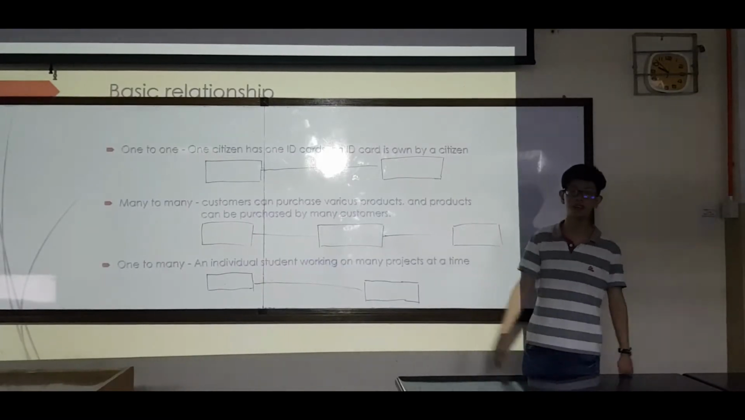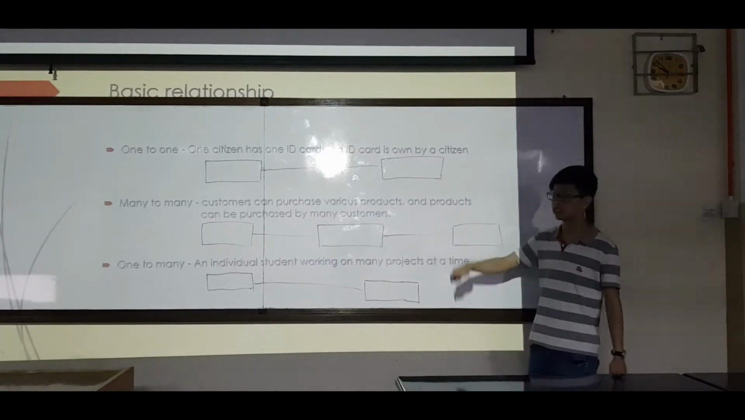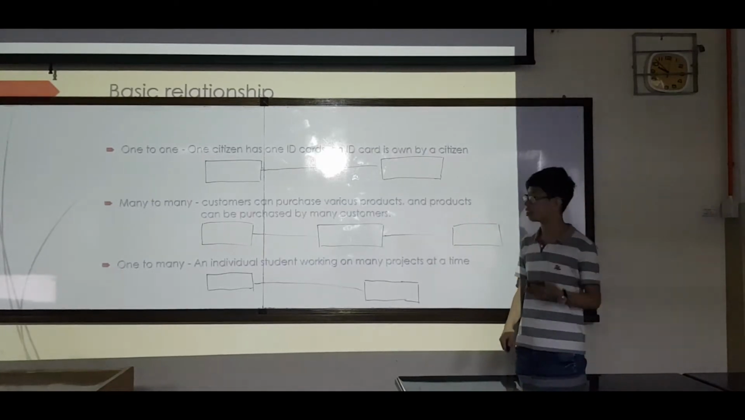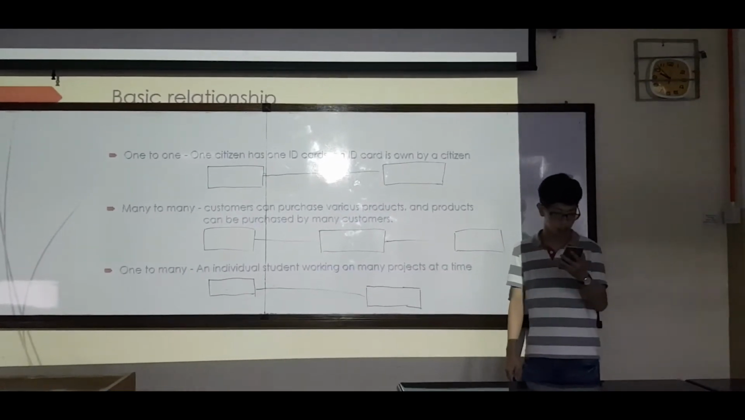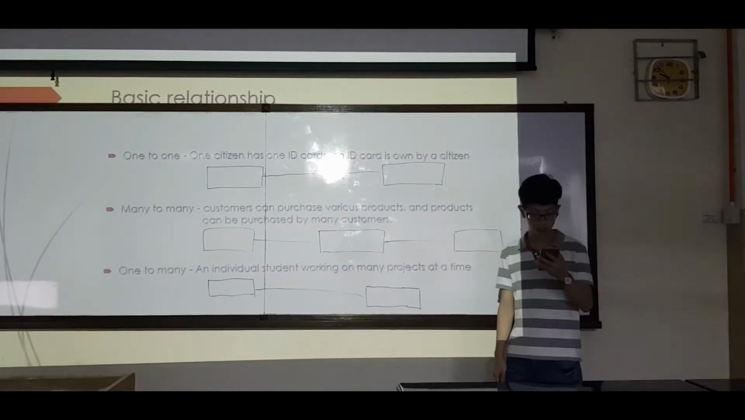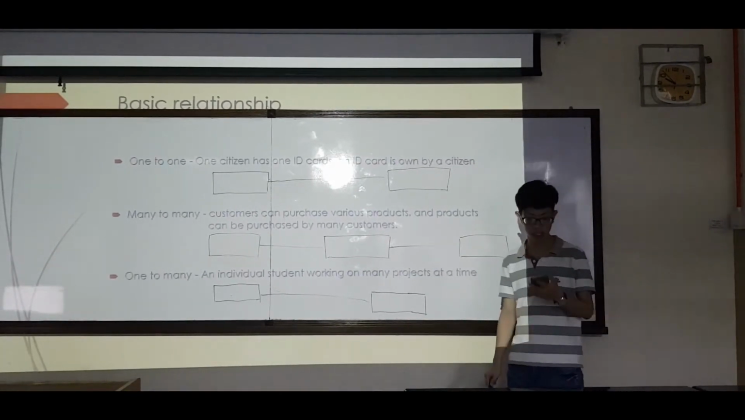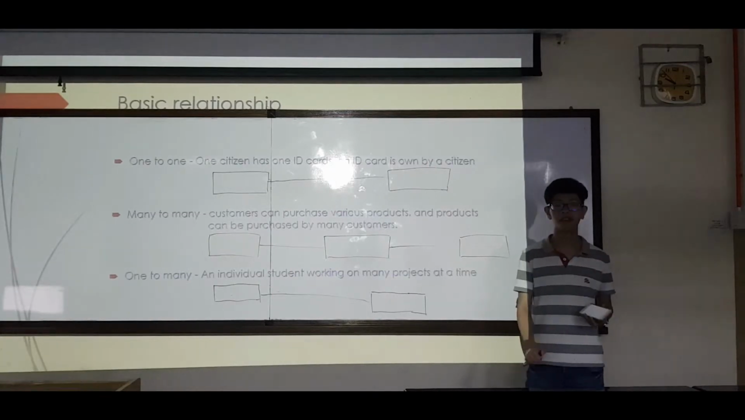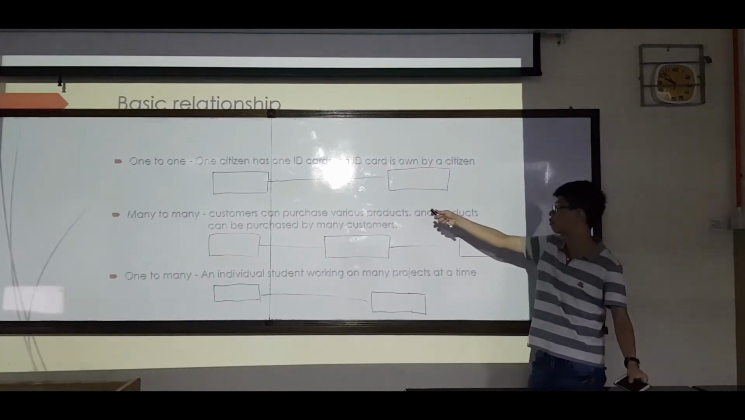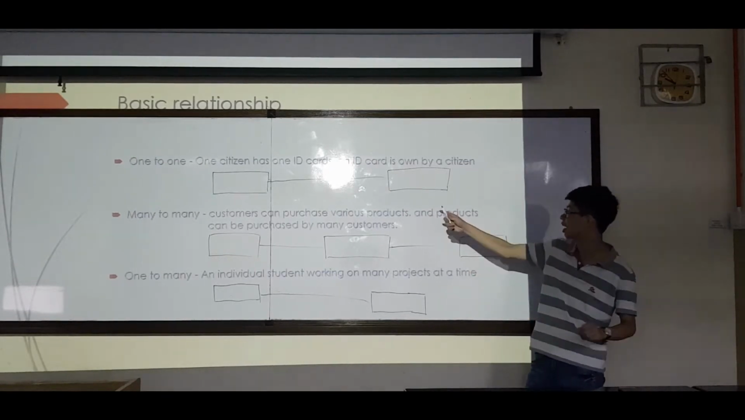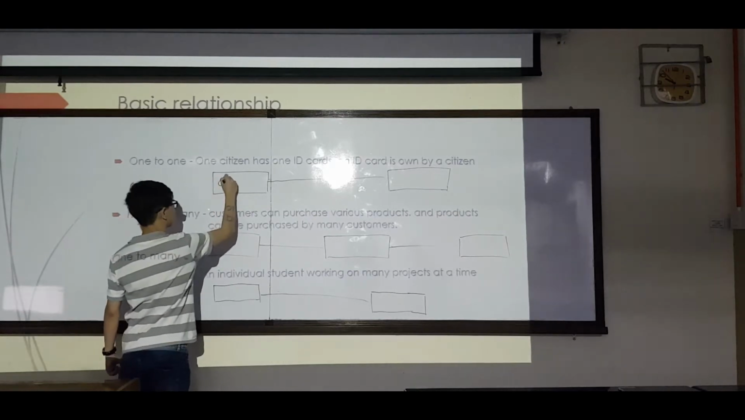Okay, and now I would like to continue to talk about the basic relationship. Basic relationships are categorized into three. The first one is one-to-one. In a one-to-one relationship, each item of an entity can be associated with only zero or one item of another entity. Here is one example: a citizen has one ID card, and an ID card is owned by a citizen.